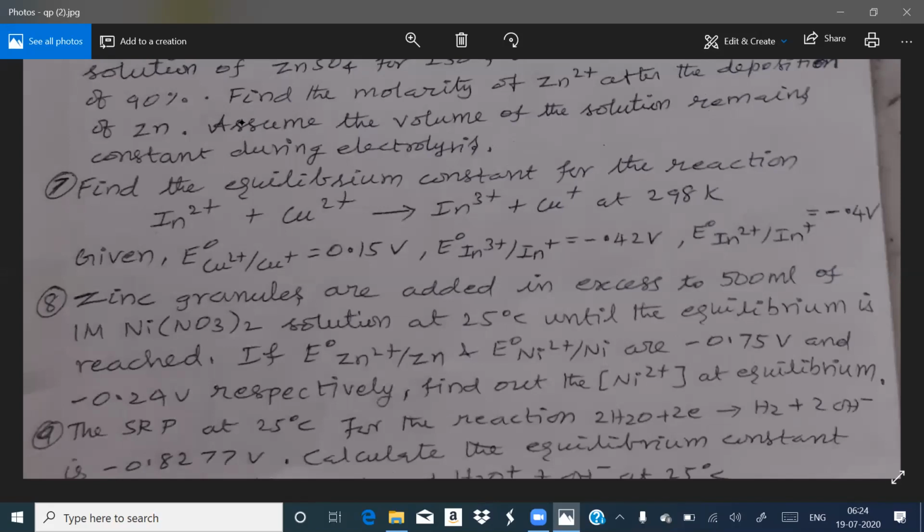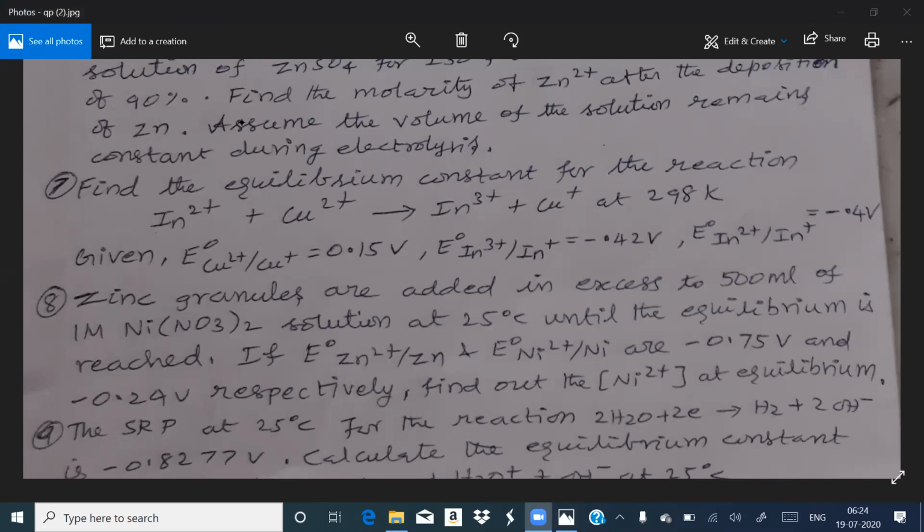See this 7th question. The 7th question is to find the equilibrium constant for the reaction In2+ + Cu2+ gives In3+ + Cu+ at 298 Kelvin. E0 values are given here. From this they are asking the equilibrium constant in the 7th question. Now let us discuss the 6th question.